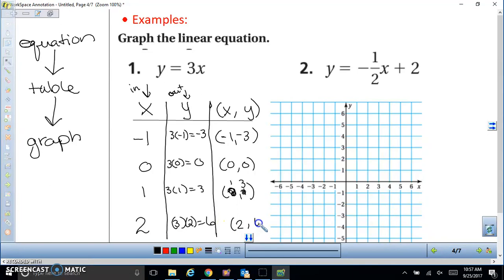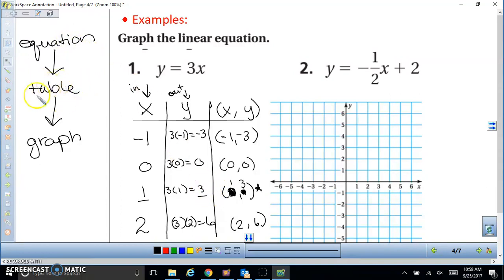Here is the number 1 mistake I see most often on your papers, hence why I did that purposely. You don't want to flip-flop your ordered pairs. It always goes x, then y. Always, always, always.